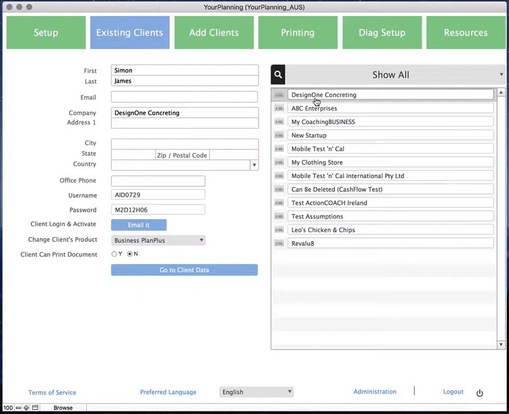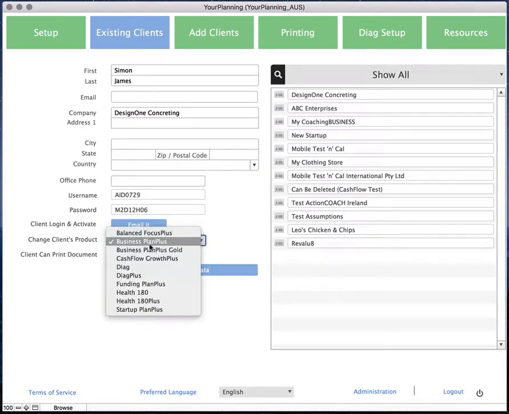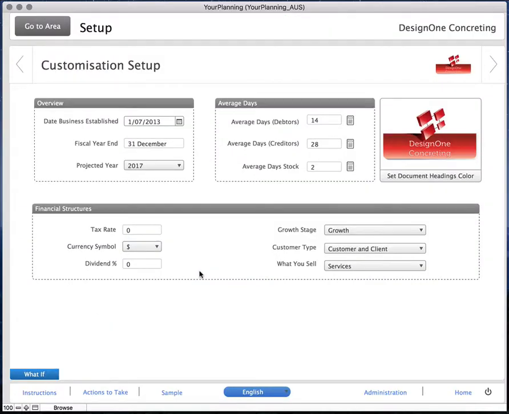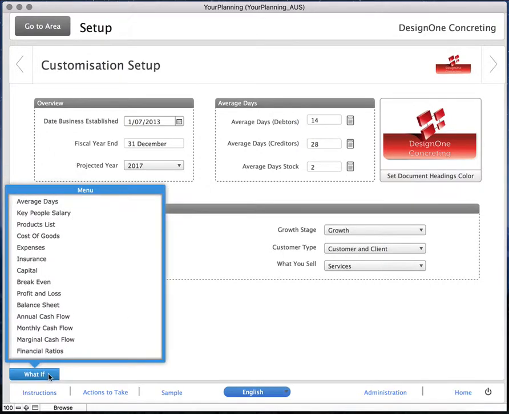Now I'm going to take you back into Design 1. We're going to go into the client area. You'll see here that the product selected is the Business Plan Plus product, which is one of the planning products. I'm going to go back into the client's data and show you how we can easily change one of the areas, if you're looking at margins improvement. But first of all, let's have a look at the profitability of the business.